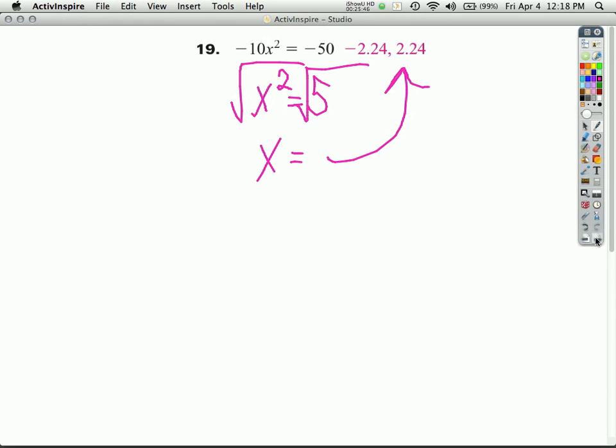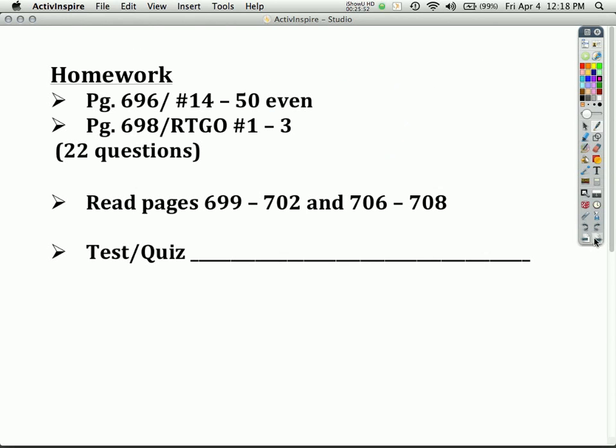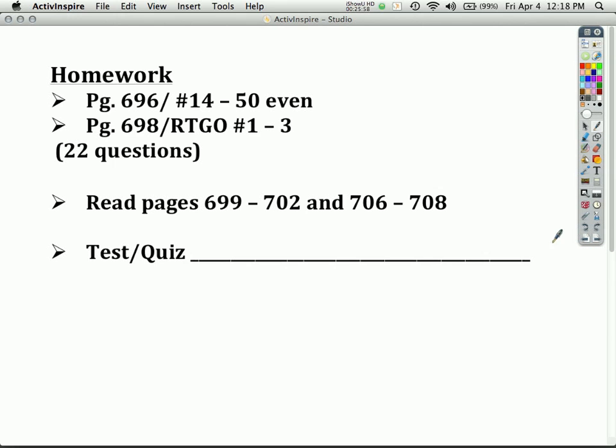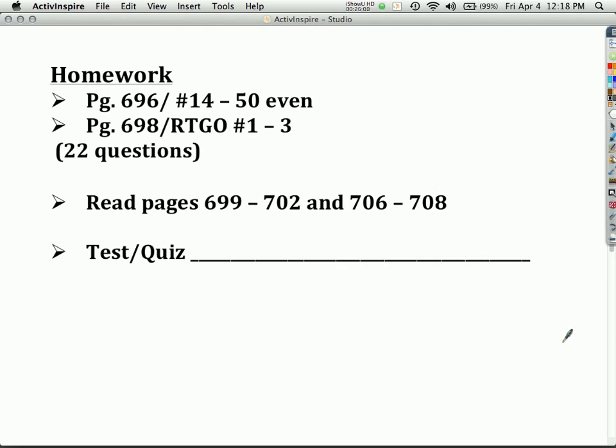All right? Other comments, questions, concerns on any of these? Okay? Draw a line across your paper, your homework. It's page 696, numbers 14 through 50 even. And on page 698, you're going to do the ready to go on 1 through 3. That's a total of 22 questions. You are going to read the next 2 sections. This is not an optional assignment. This is required. And the next assessment you're going to have is a test on chapter 10. That will be next week.